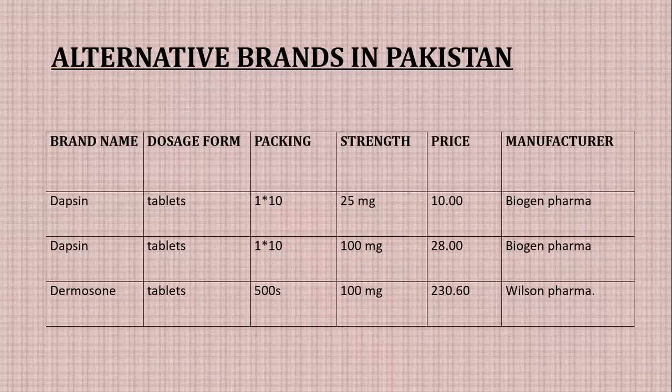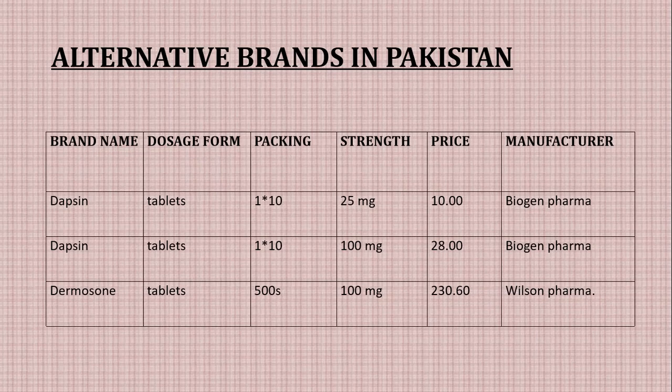Brands in Pakistan. So in Pakistan, the three alternative brands we should prefer for this Dapsone drug are: Dapsone, available in tablet form. Packing is 1 to 10, and its strength is 25 milligram, and price is about 10. Manufacturing is by Biogen Pharma. Then it's available in the 100 milligram strength, with the same manufacturer, Biogen Pharma. The other trade name is Dermosone, tablet also in the strength of 100 milligram, but it's manufactured by Wilson Pharma.